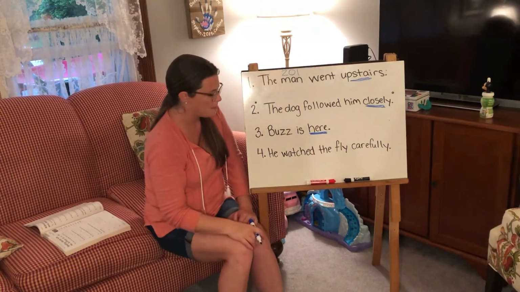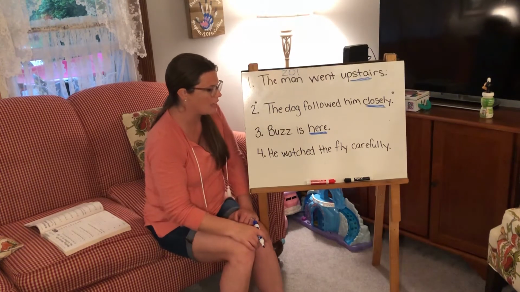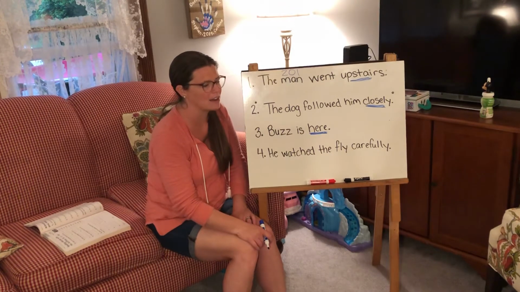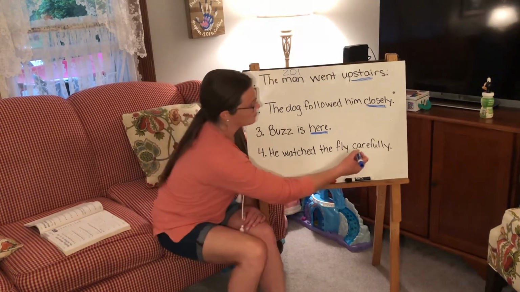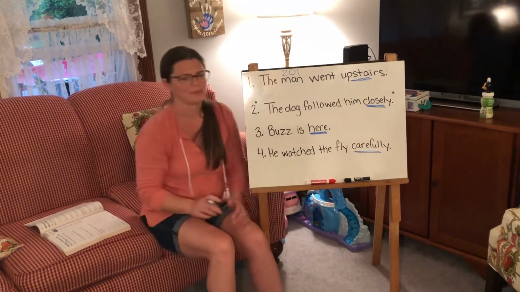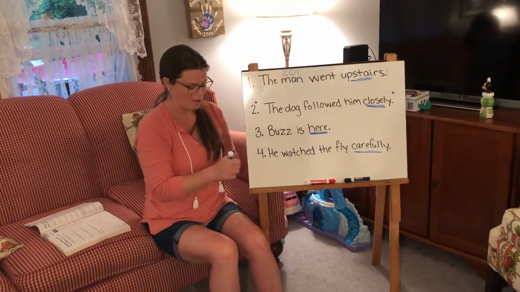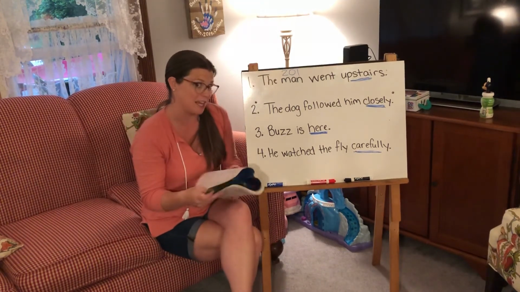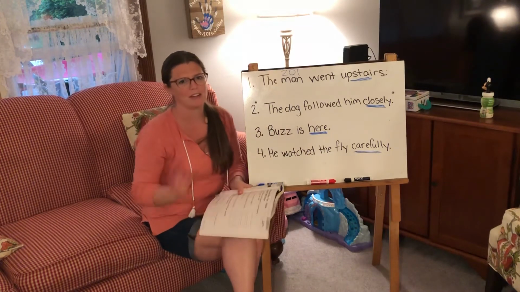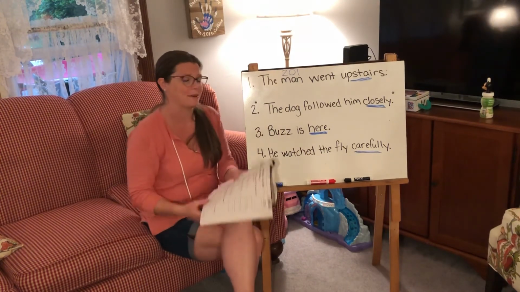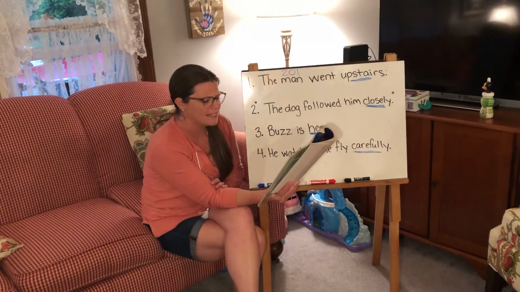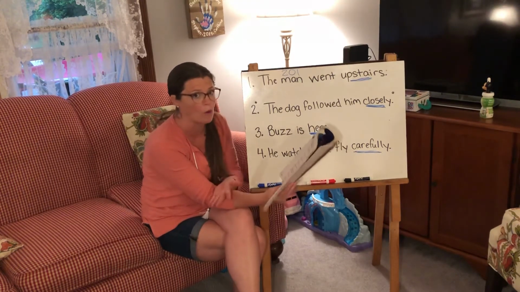And the last one, he watched the fly carefully. So it's going to answer how he watched the fly. How did he watch the fly? Carefully. Okay, so now we are going to do the bottom 2 problems kind of together. And then I'm going to have you guys do your next page totally on your own, okay? So for numbers 5 and 6, it says complete each sentence, write an adverb that tells how or where.